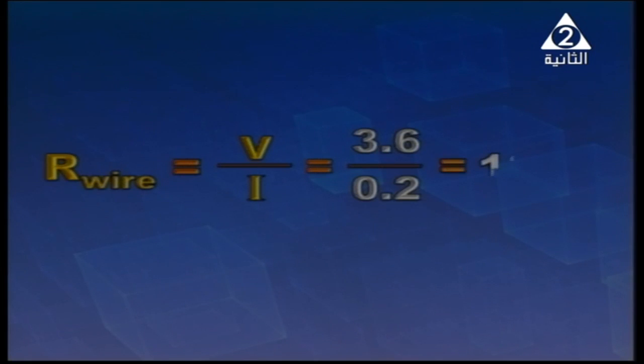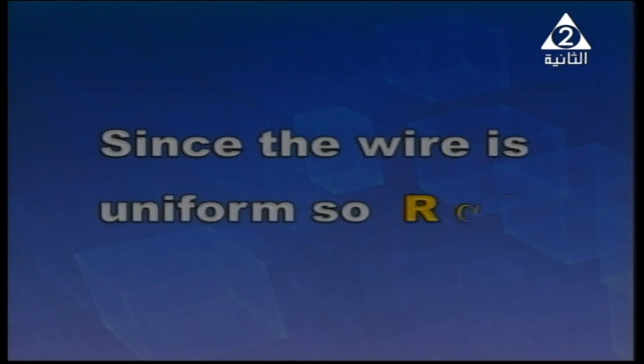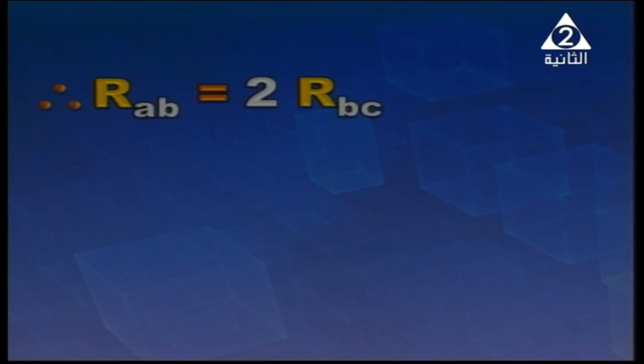3.6 over 0.2, it is 18 ohm. 18 ohm is the total resistance of the whole wire. The wire is uniform and its cross-sectional area is constant, so resistance is proportional to the length. So the resistance of the portion AB is twice that of BC, since the length of AB is given in the problem to be equal to twice the length of BC.